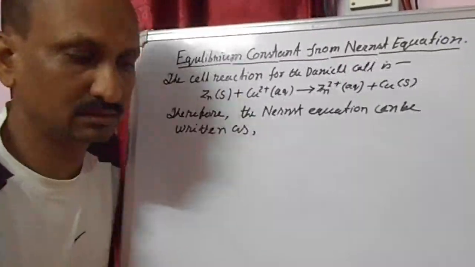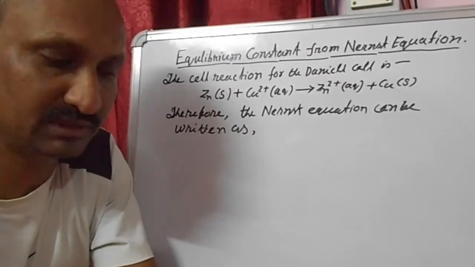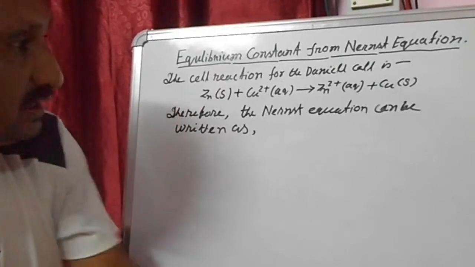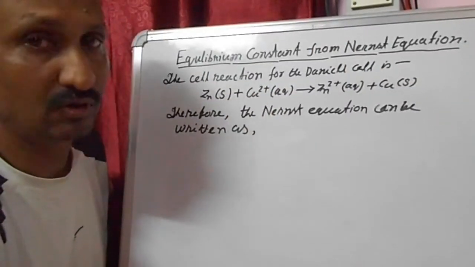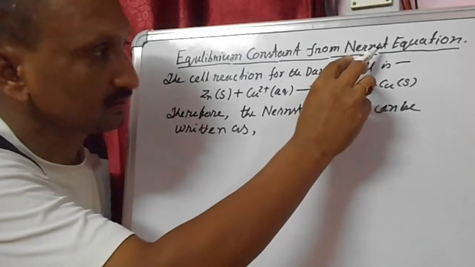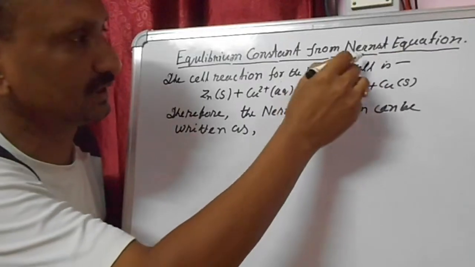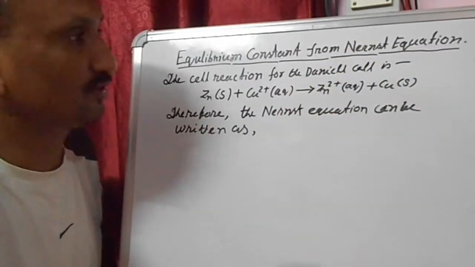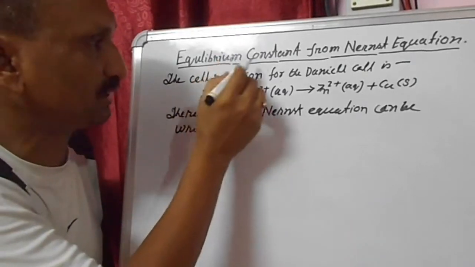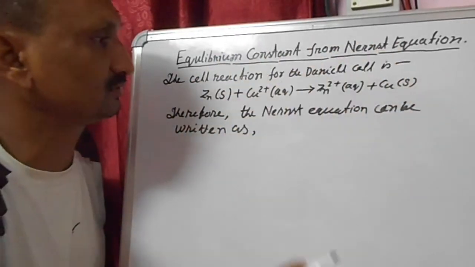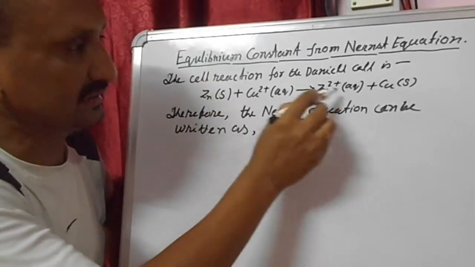Good morning, students. We are discussing your third chapter, that is electrochemistry, and today we will see the equilibrium constant from the Nernst equation. Already we have seen how to write a Nernst equation for a particular cell reaction or for a particular electrochemical cell. So today we will see the equilibrium constant from the Nernst equation of a cell. For this purpose, we will consider the Daniell cell.